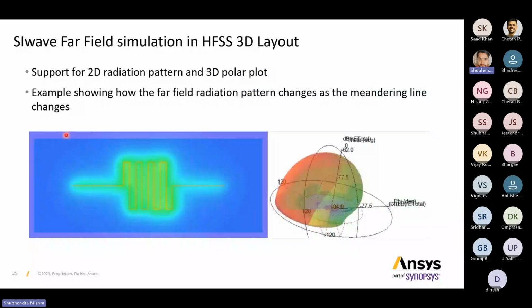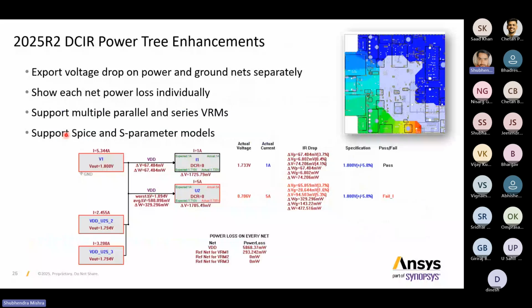And there's one more enhancement in this, the DCIR power tree enhancement. The DCIR was basically for coupling your EM data to the thermal data. So for particular placements of each of your components, you can directly enable thermal challenges, and you can directly couple your SI wave with Icepak using the DCIR solver.